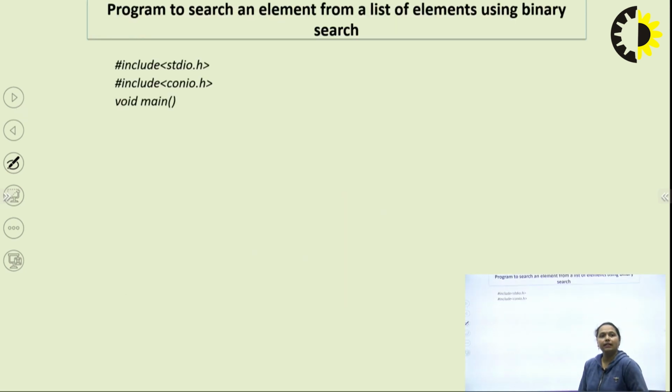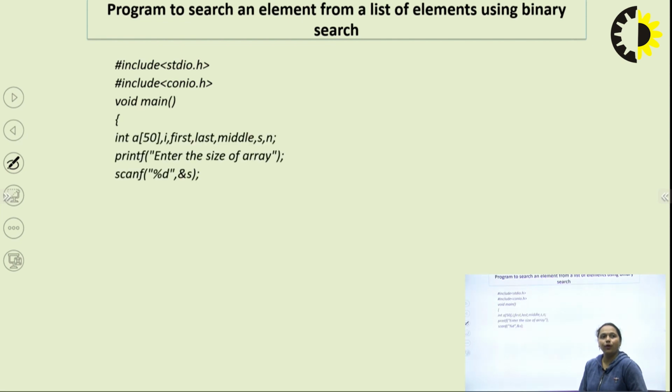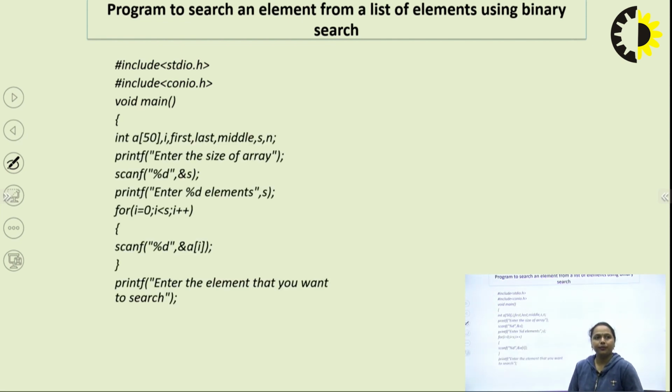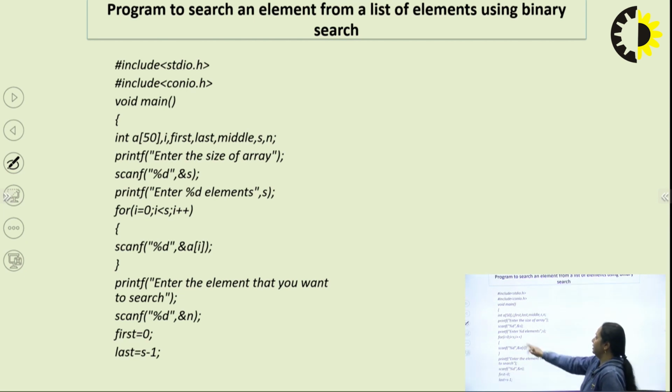So now let us discuss the program for binary search. So what we have taken? We have again taken the values here, declared the array, I for looping, first that is for the lower bound, last is for the upper bound, middle for the middle value, S that is the size of array, and N is the required element which is to be searched.